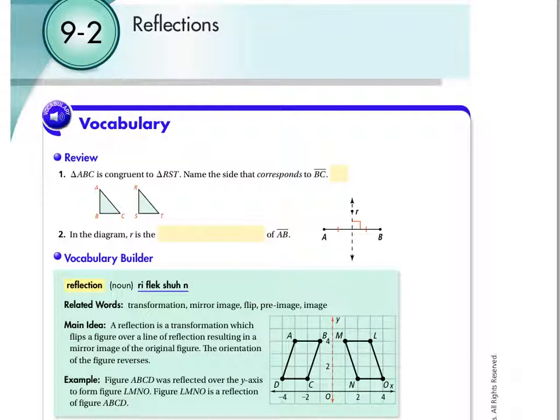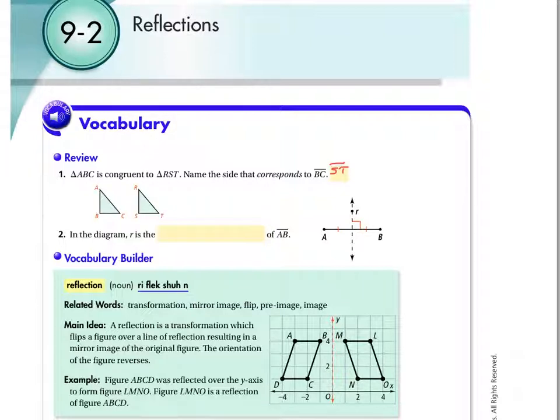Okay, so triangle ABC is congruent to triangle RST. So everything that you know about congruent figures comes into play. Name the side that corresponds to side BC. ST. And make sure that you use proper notation.